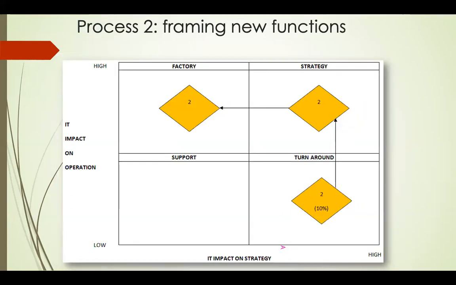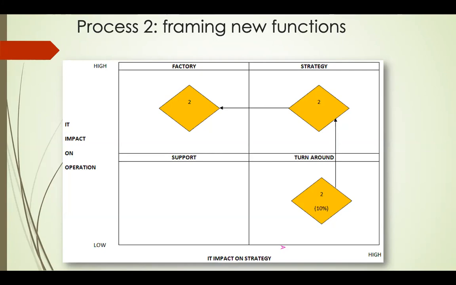So process 2 is framing new functions. This process also starts off in the turnaround quadrant. The organization identifies the new framing function, the new functions that are required, and this also increases the value of the organization as it meets the affordability and adaptability needs that it's required.